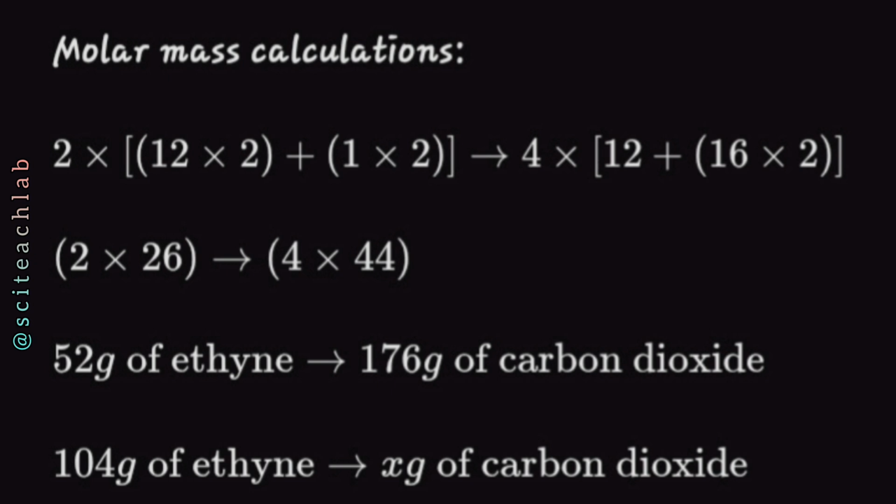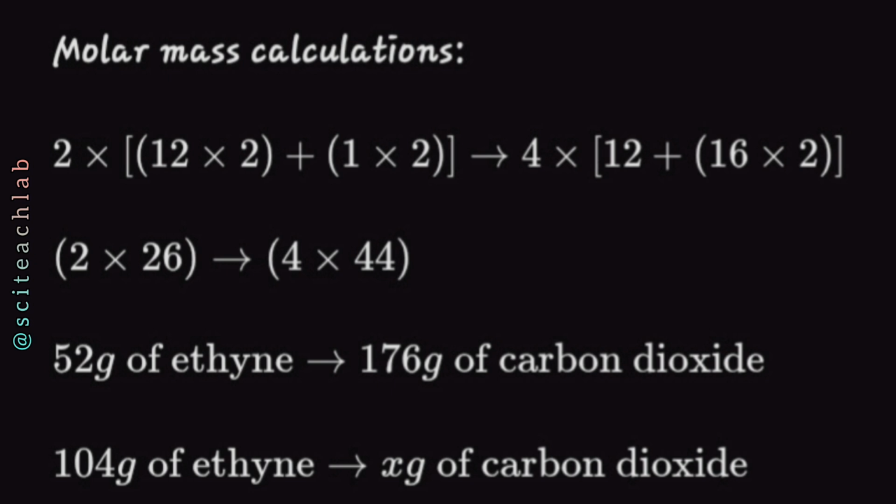So we say 2 into 12, that's carbon, times 2 because there are 2 carbon atoms, plus 1 times 2, 1 of hydrogen, and times 2 because there are 2 hydrogen atoms, and all of them multiplied by 2 because there were 2 moles of ethane. If we calculate that, 2 into 12 times 2 plus 1 times 2, we'll find we have 52 grams. So we are saying 52 grams of ethane. We write that under ethane, under C2H2.